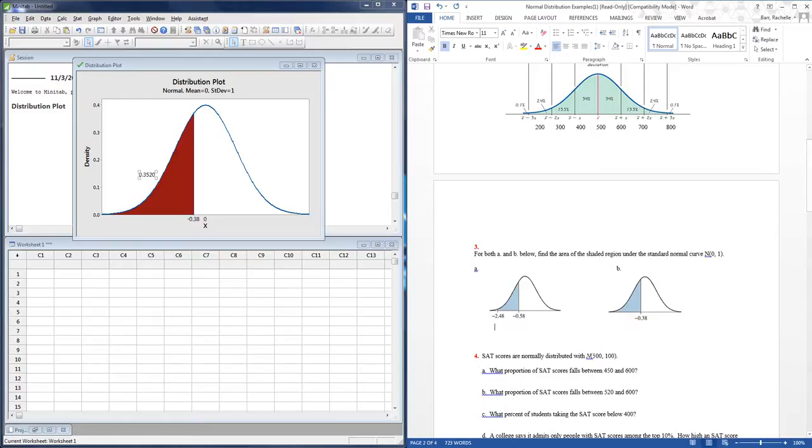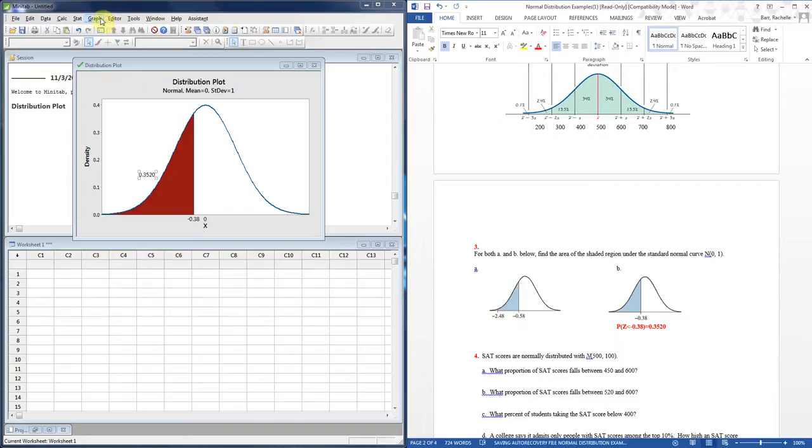So for A, and I'm even going to write this as for B, I'm going to write this as a probability statement. This is the probability that Z, not X, because this is the standard normal, is less than negative 0.38, is equal to, and I got 0.3520. Okay, and I'm going to show you a second way to do B.